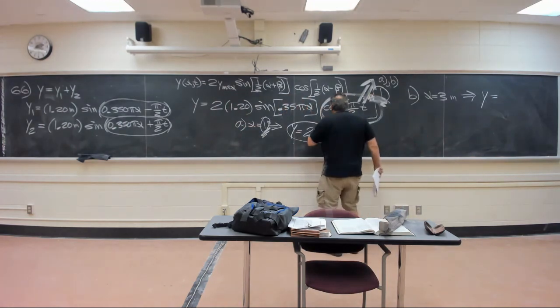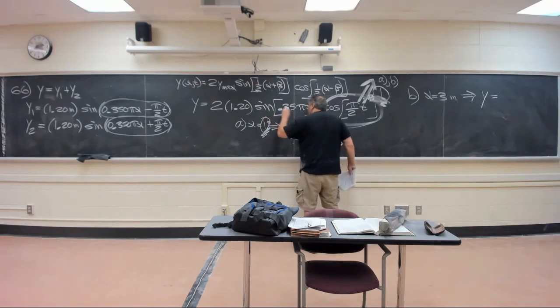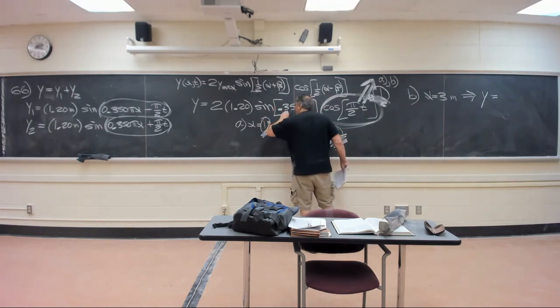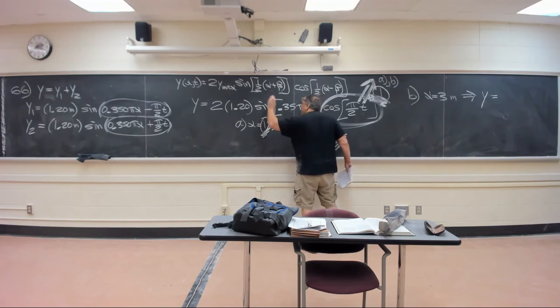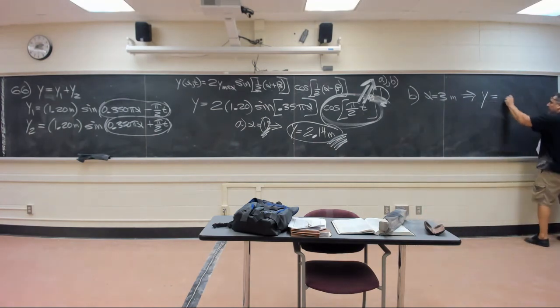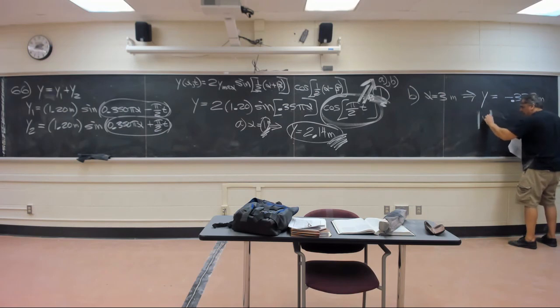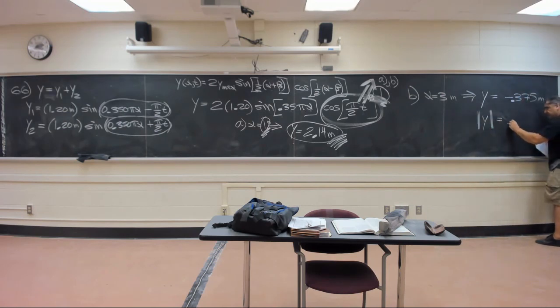For the 3, again, got to have it be a 1 for this right here. Put a 3 here. 3 times pi times 0.35, that's 1.05 pi. The sine of 1.05 pi, 0.05 pi radians times 1.20 times 2 gives you the answer at the end. What does that mean? Well, it means the absolute value, 375 meters. So that's A and B.